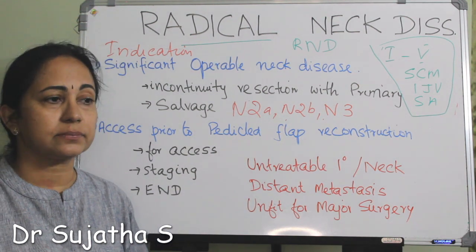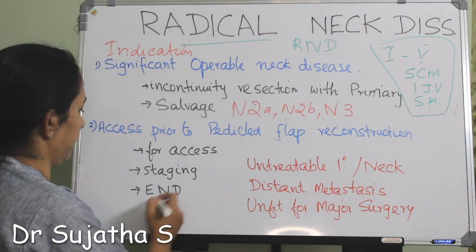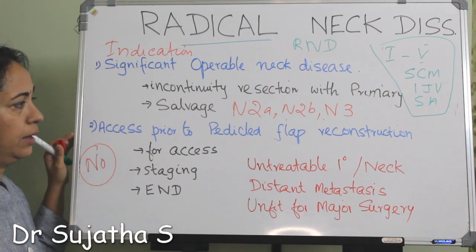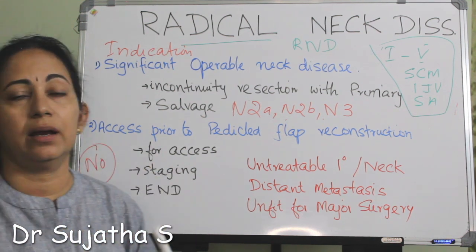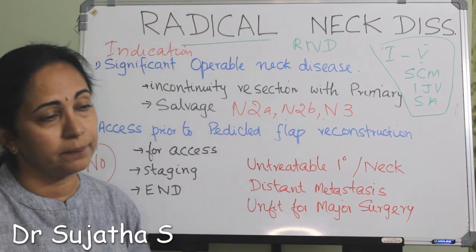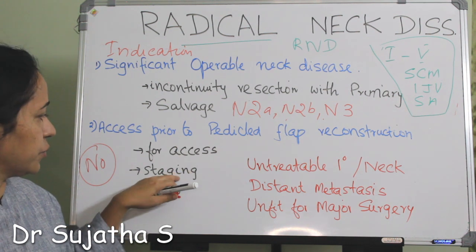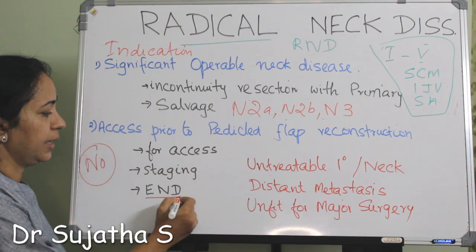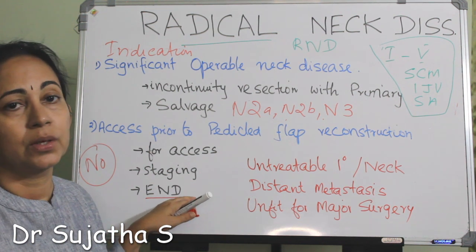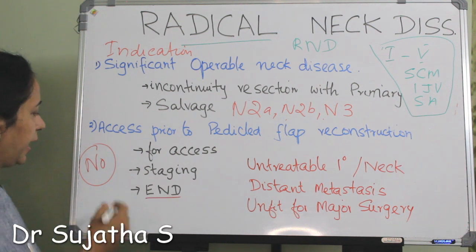That is, there is a huge primary with an N0 neck, and we want a reconstruction like a pectoralis major or latissimus dorsi. So, in that case, for access and also for staging and as an elective neck dissection, this was already discussed earlier. So, elective neck dissection or a therapeutic neck dissection for an N0 neck.